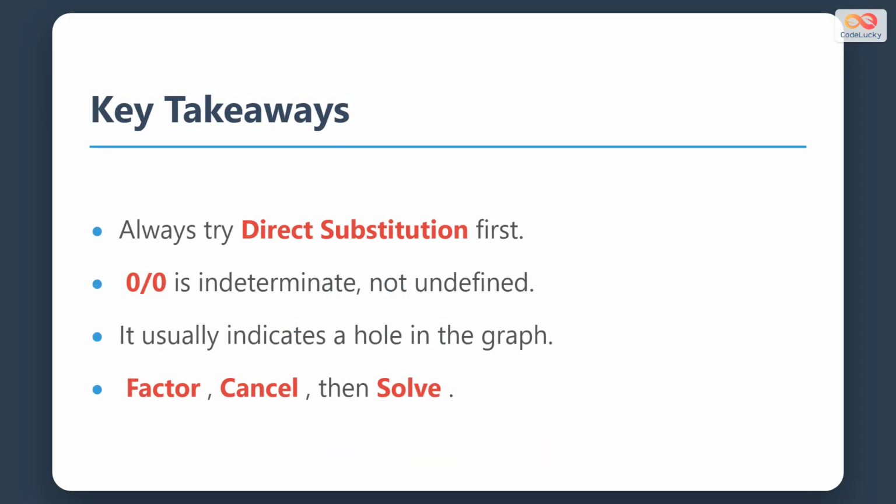Here are the key takeaways. Always start by plugging the number in. If you get 0 over 0, remember that it is just a hole, not a dead end. Your toolkit for these problems is simple. Factor the polynomials, cancel the common terms, and then solve by substituting again.